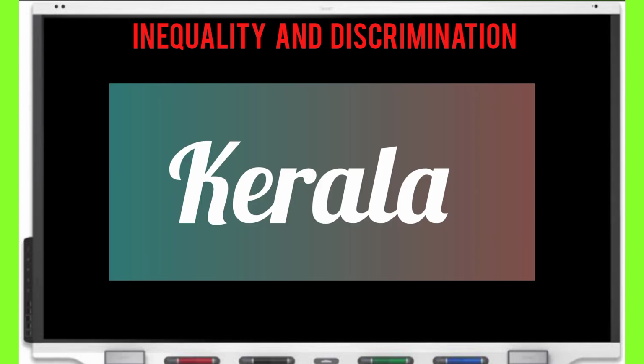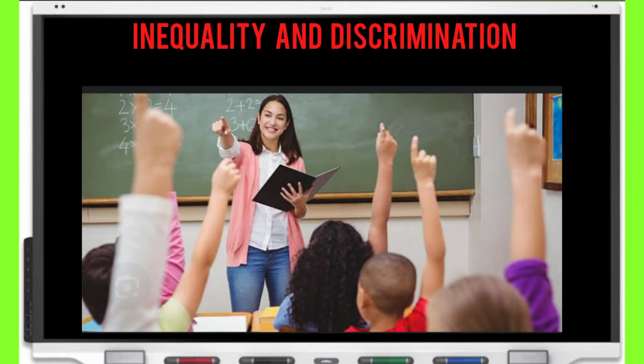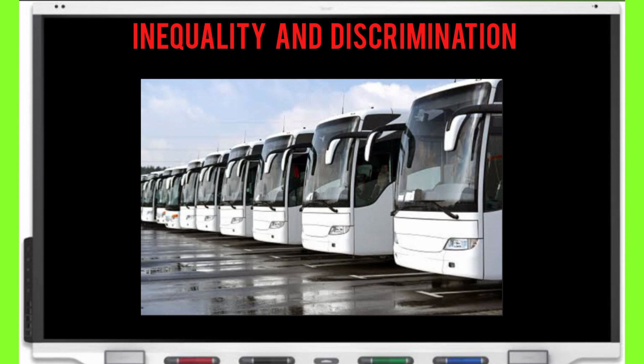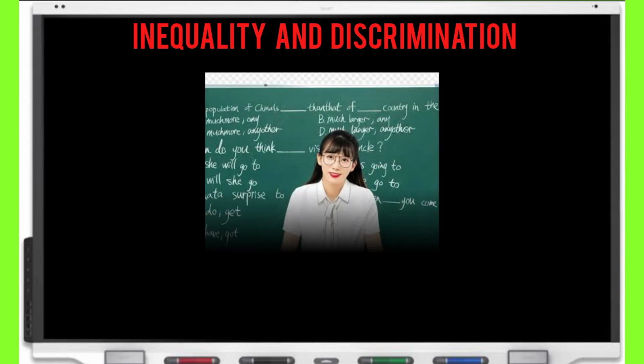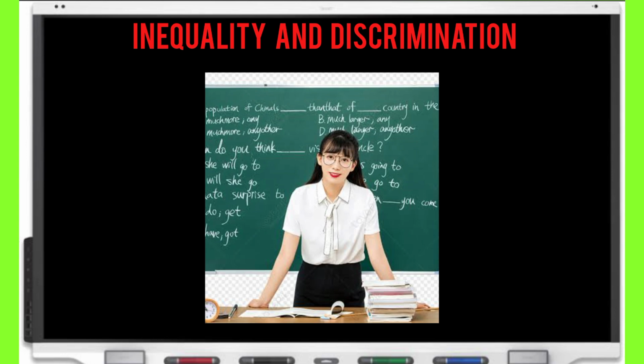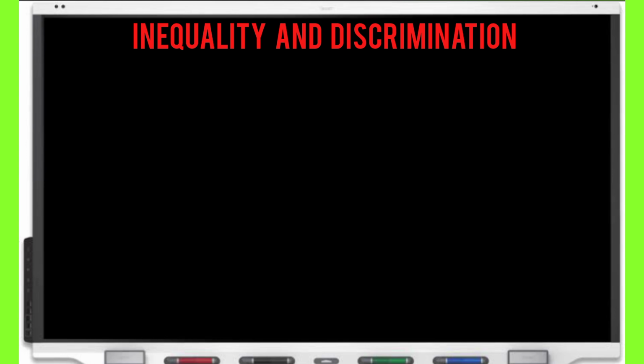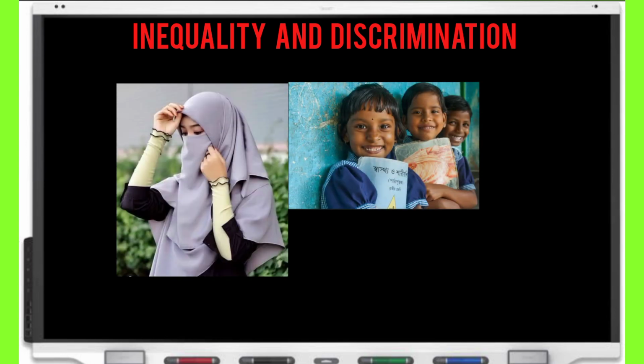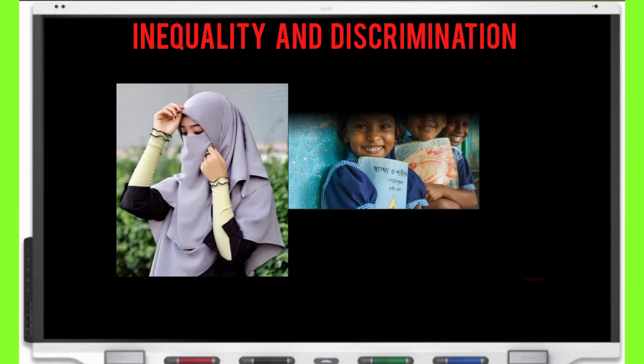However, in Kerala 60% of the teachers are female. The government has run specific buses to go to the rural areas. So the female teachers go to the rural areas and teach students. The Muslim girl child is not educated not because of religion, but because of poverty.